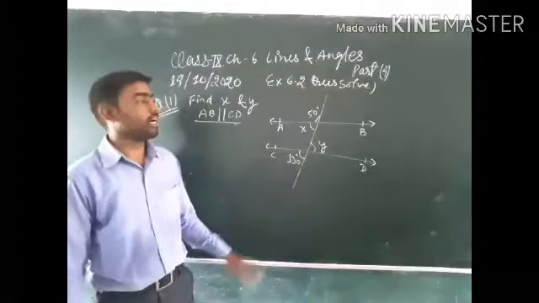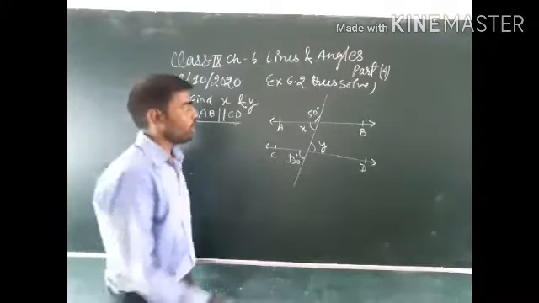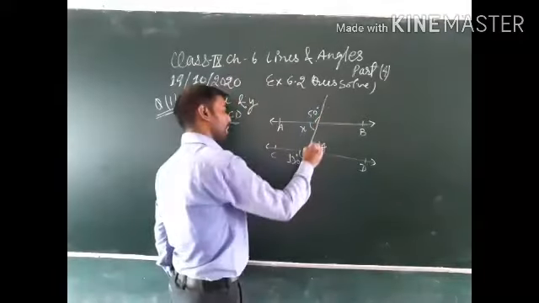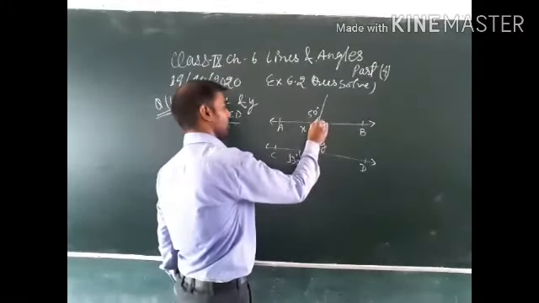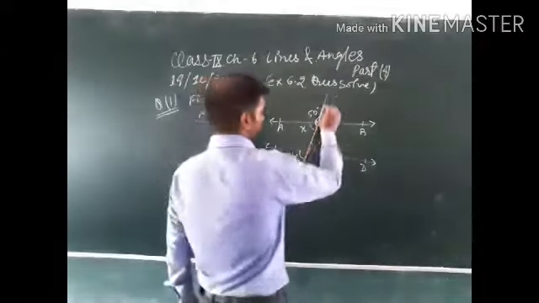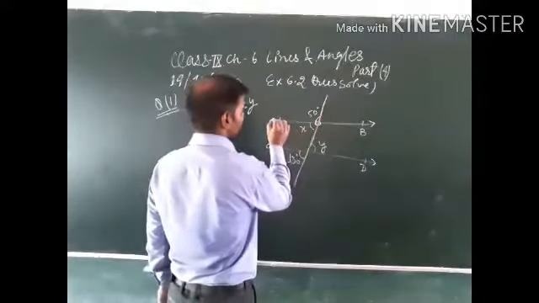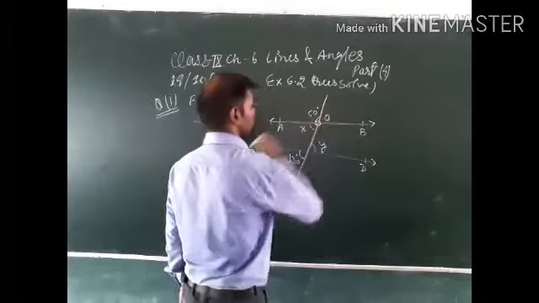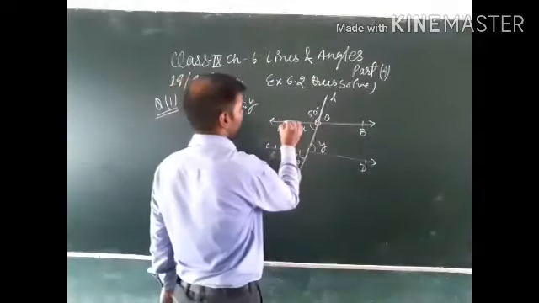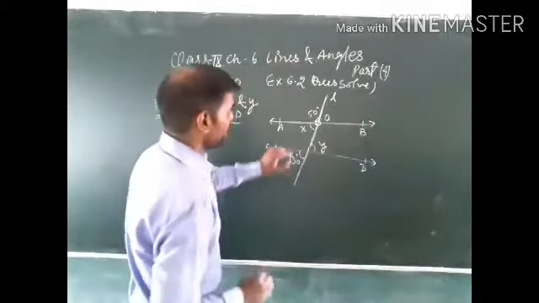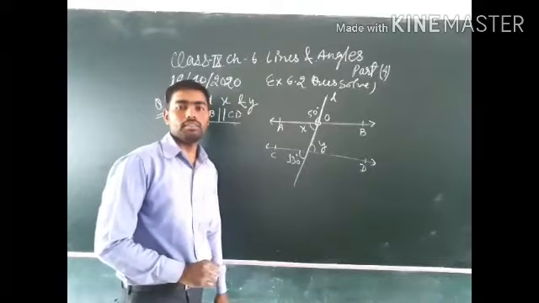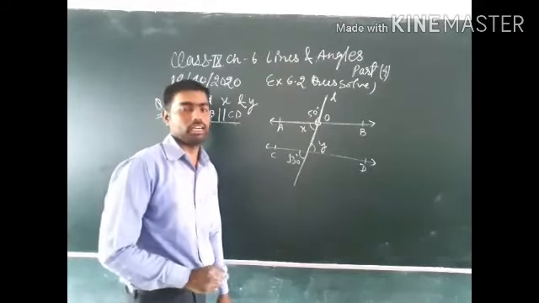How can we find the value of x and y? First of all, we see this is a line and this is also a line, and this is an intersecting point. Now you can see easily this is a line and this is a ray. Let's take a point, this is O. This is line L, and this is ray AO. Then we can write x plus 50 is equal to 180 by linear pair of angles.